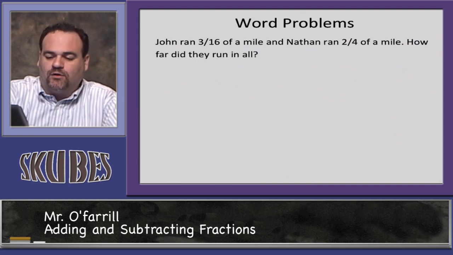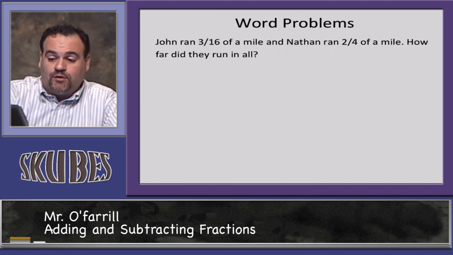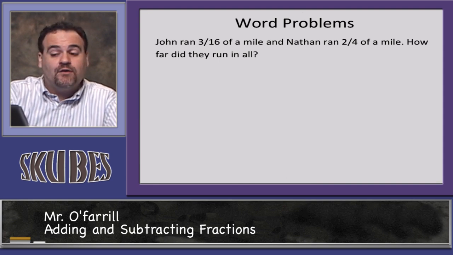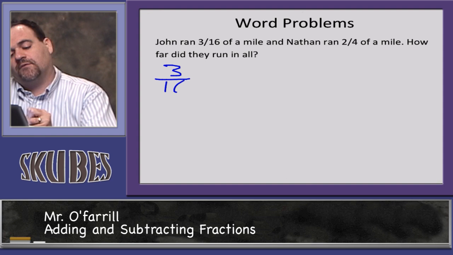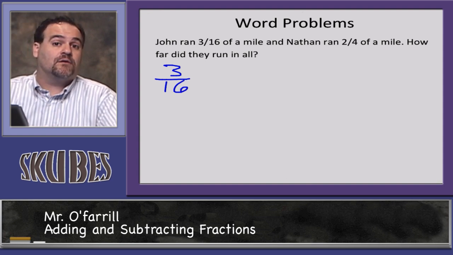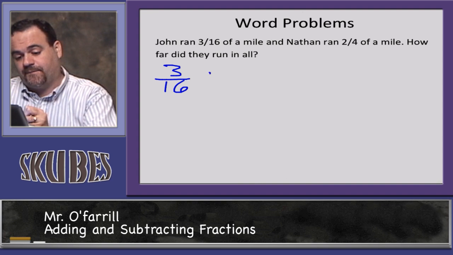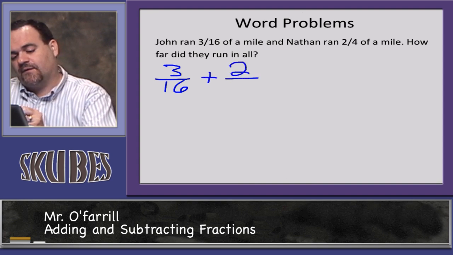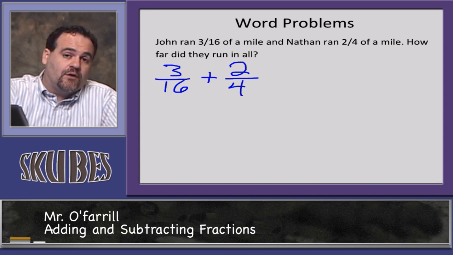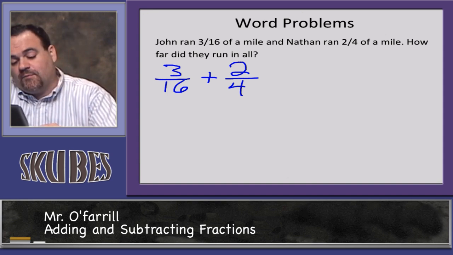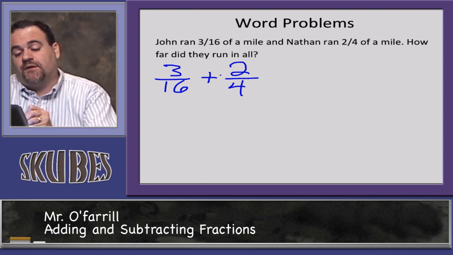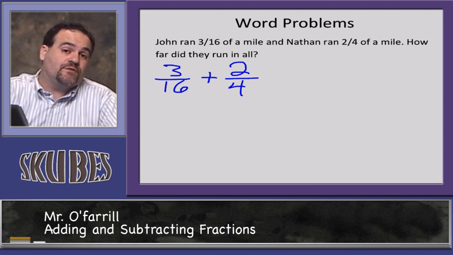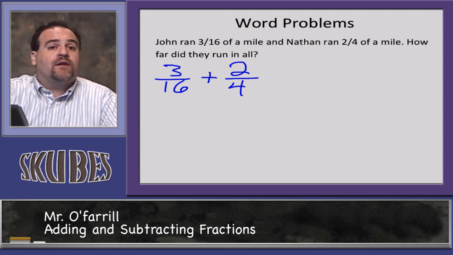And then one more word problem I want to look at today is going to involve John, who ran 3/16 of a mile, and Nathan, who ran 2/4 of a mile. How far did they run in all? And when it says in all, well, you can also think of it as saying all together, which implies addition. So we're going to be doing 3/16 plus 2/4. Now, the way you might do this in your own classroom with your teacher, you may already notice that 2/4, that's not reduced at all. But that's okay. We can handle that part later.